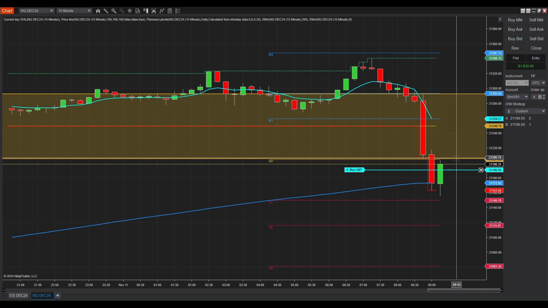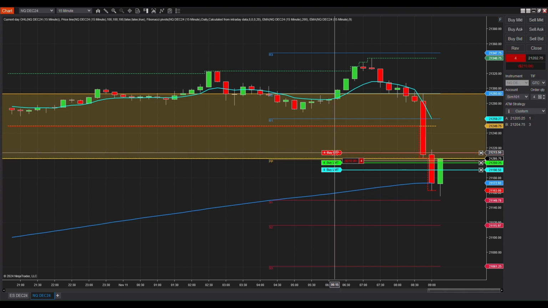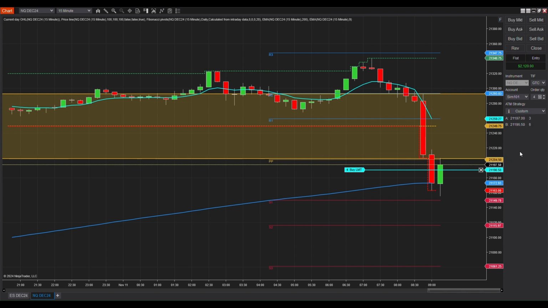I'm going to take a quick sell if it gets here, right at the IBR. There it is. I'm going to take that. Order filled. Took a sell right at the IBR level. Just going to let it play out. Got my stop right above here. Target goes. There it filled.